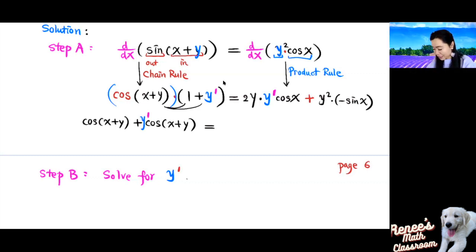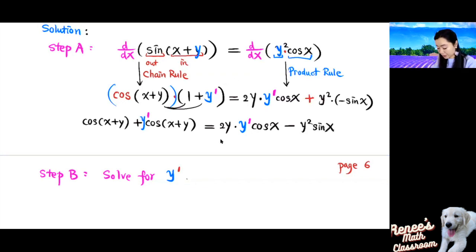Thank you. Okay. So because we're trying to solve for y prime, I'm going to distribute over here to free this y prime from the parenthesis. So I got this y prime here. Now this one here, just copy. So 2y times y prime cosine x minus y squared sine x.